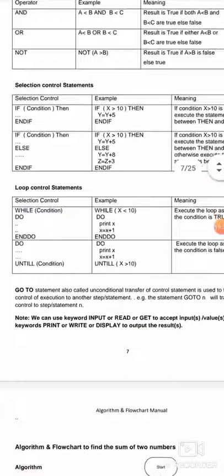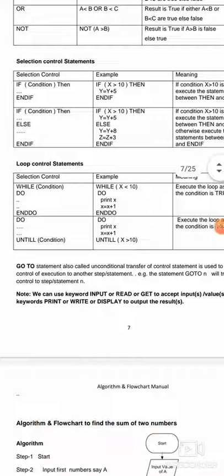Now loop control statements. Loop means when it comes to writing something within that particular region, we are going to have repetition here. Loop. So while condition. So while and do while, we got this. So while x less than 10, then do the operation.